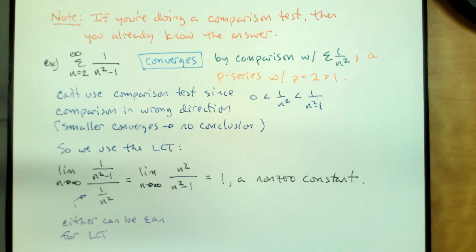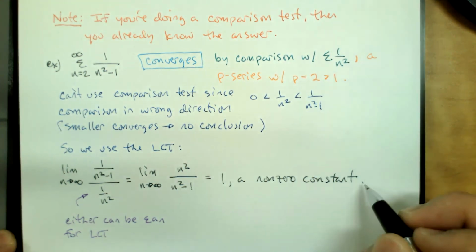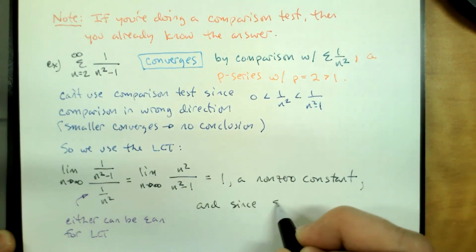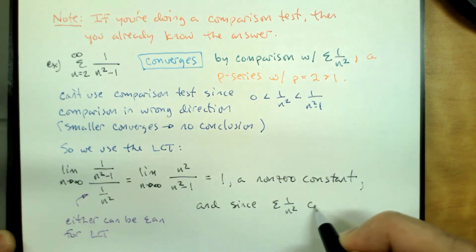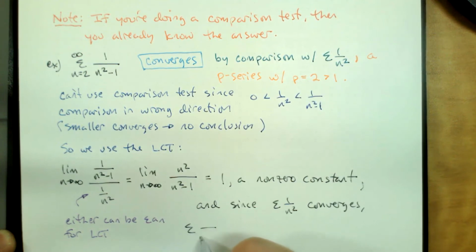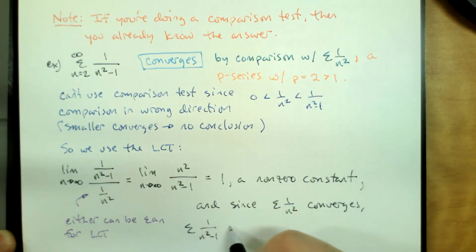So now we can put our argument together. Since the limit as n goes to infinity of 1 over n squared minus 1 over 1 over n squared is equal to 1, which is a non-zero constant, and since the series 1 over n squared converges, the series in question converges by comparison.